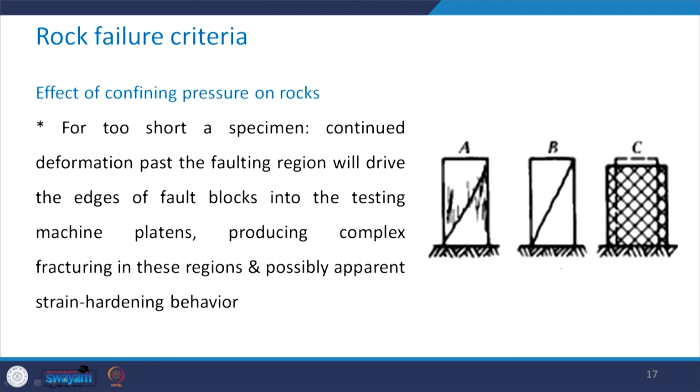For too short a specimen, continued deformation past the faulting region will drive the edges of the fault blocks into the testing machine platens, thereby producing complex fracturing in these regions, and apparently we will get strain hardening kind of behavior. What do we understand by the strain hardening kind of behavior? That means if we have the stress here and strain here, then what we will get is this kind of behavior. That means beyond this yield limit, the resistance will be there in the specimen like this.